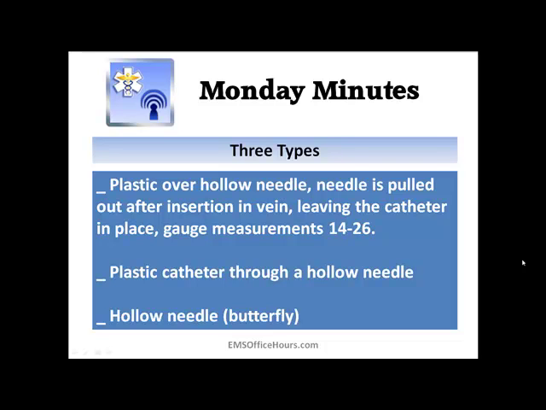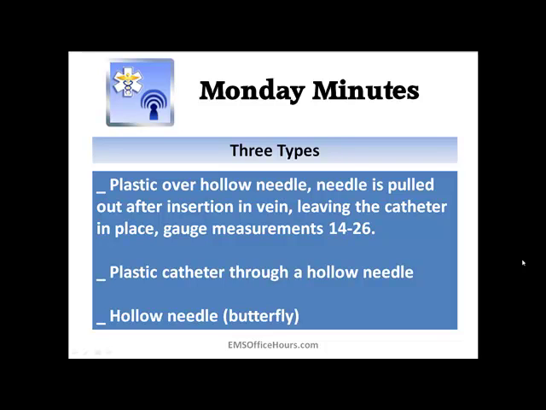And then you have the hollow needle itself, which is, there's no catheter, it's just a hollow needle, which is that butterfly, right? In EMS, we don't really use butterflies that much, okay? We don't really draw blood like that out in the field, okay? So for us, when it comes to butterflies, we're not really going to see it. You might, and I've seen them on ambulances, where you might see a butterfly needle for pediatric patients and something like that, right?